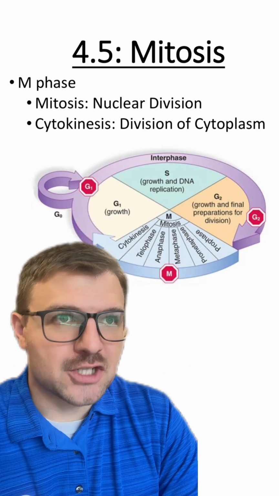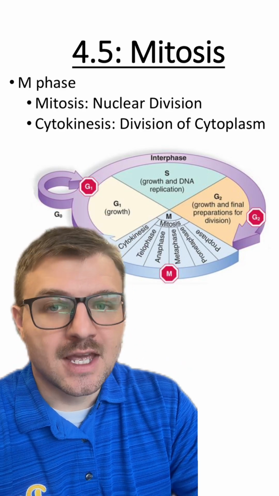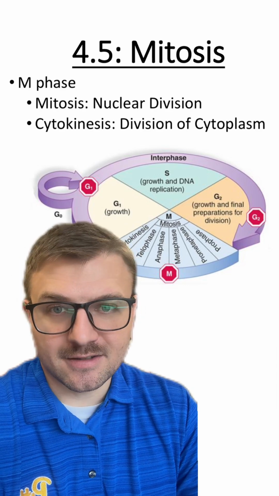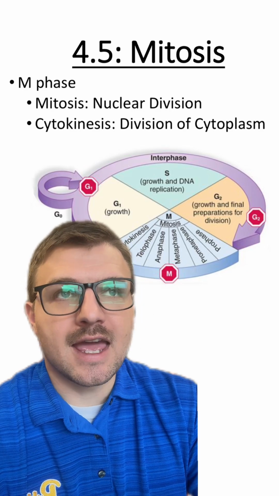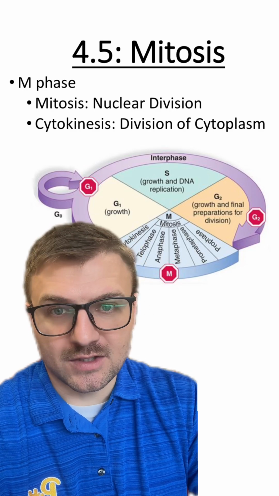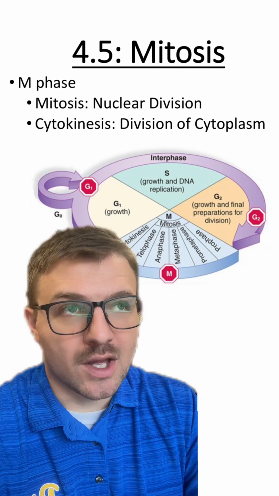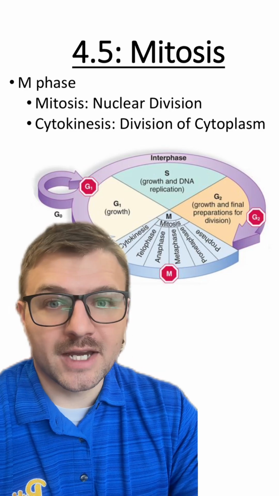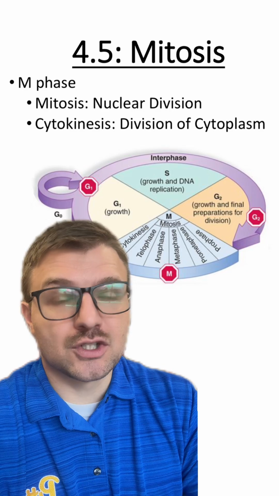code. Before I actually go into the steps of mitosis, we need to make sure we understand that M phase is two different parts. It's mitosis and cytokinesis. One of the biggest misconceptions during this whole unit is that M phase is just mitosis. Mitosis is specifically the division of the nucleus, while cytokinesis is the division of the cytoplasm. Both mitosis and cytokinesis are within the M phase, but they are two separate things.